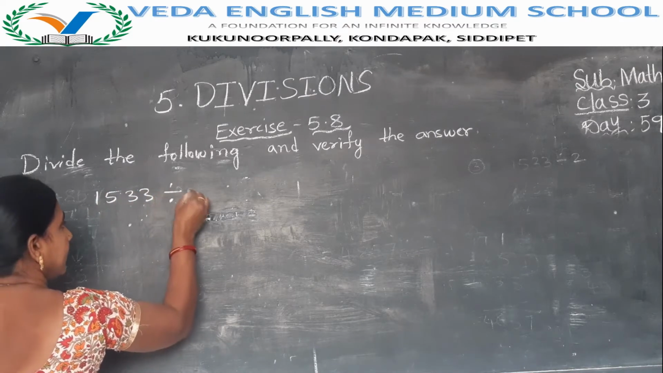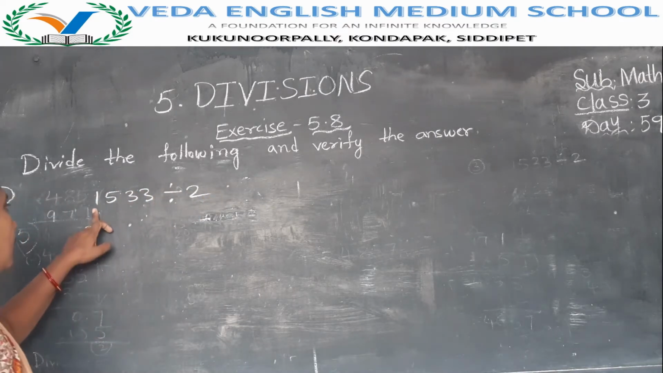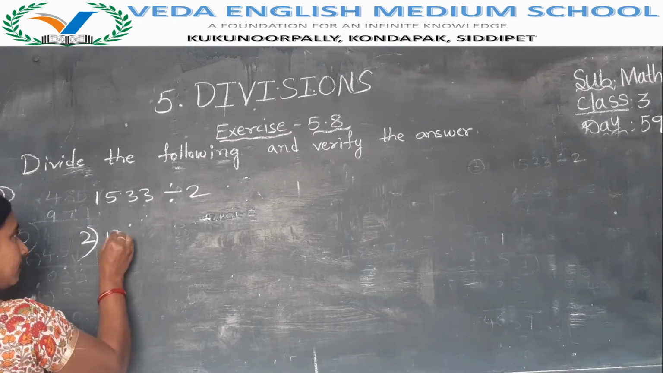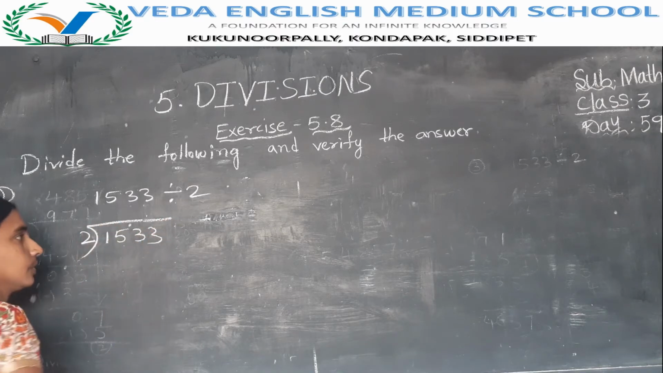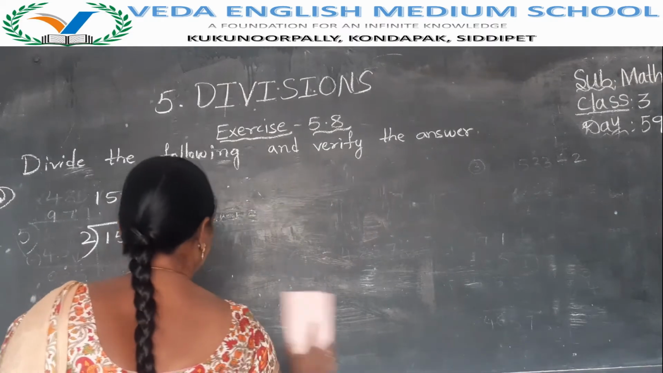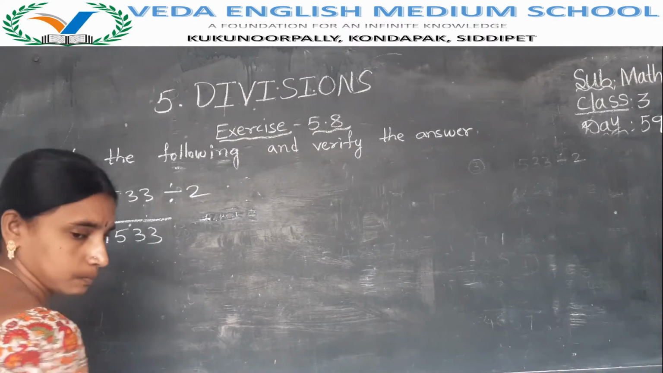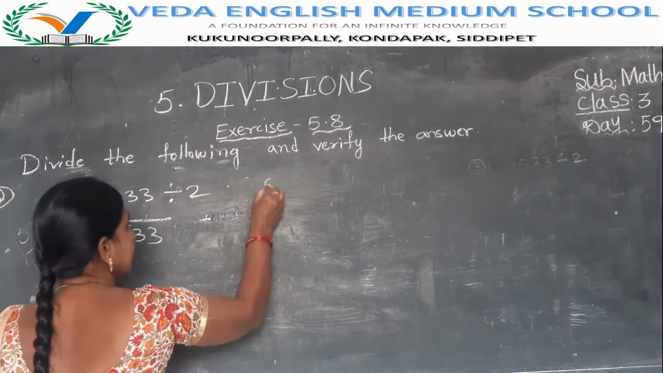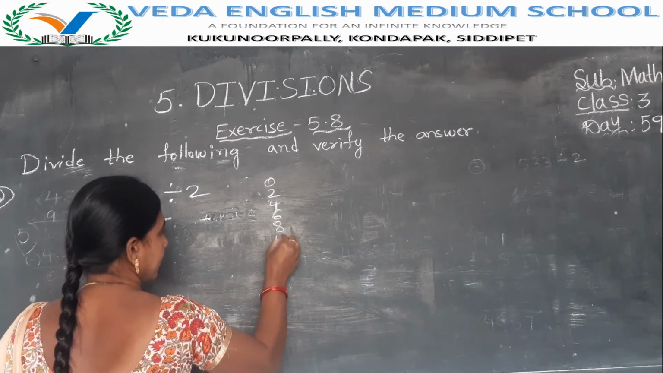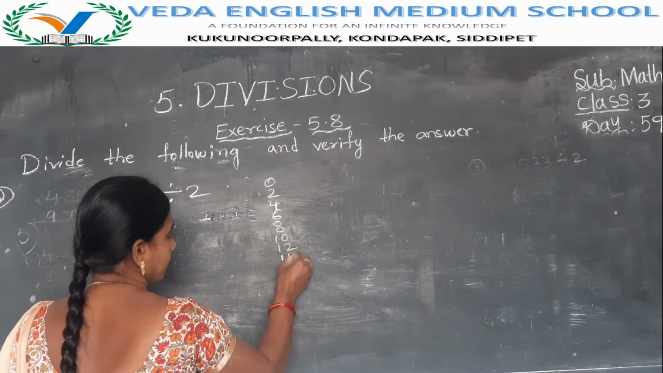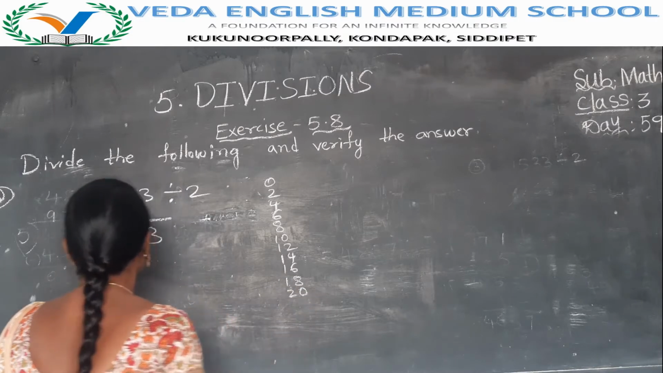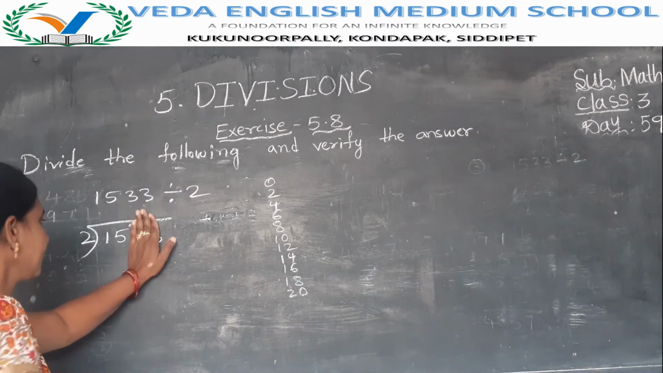1533 divided by 2. So the divisor is 2, and the dividend is 1533. So now write here the 2 table. 2 0s are 0, 2 1s are 2, 2 2s are 4, 2 3s are 6, 2 4s are 8, 2 5s are 10, 2 6s are 12, 2 7s are 14, 2 8s are 16, 2 9s are 18, 2 10s are 20. So now take the 2-digit number 15.